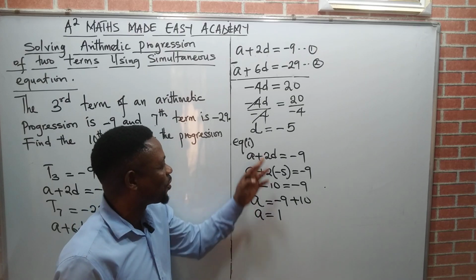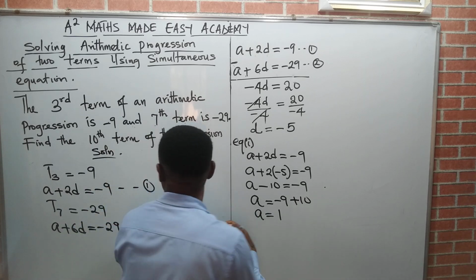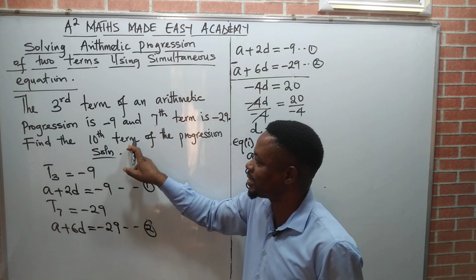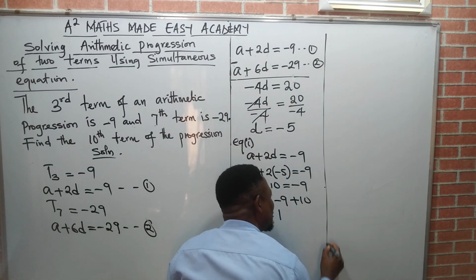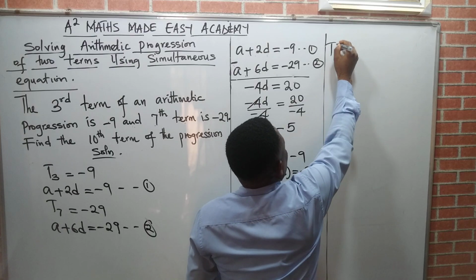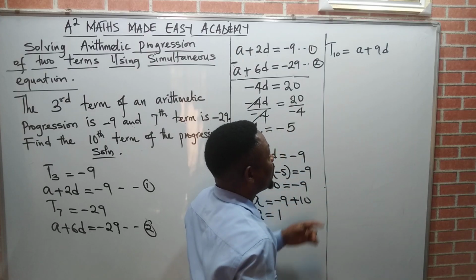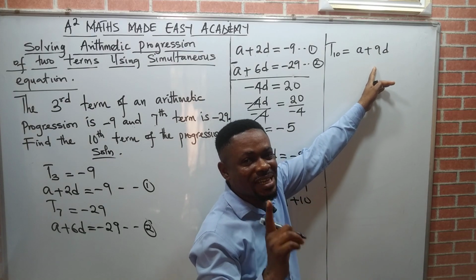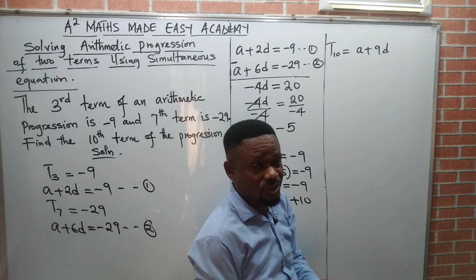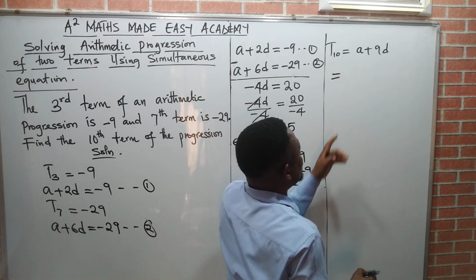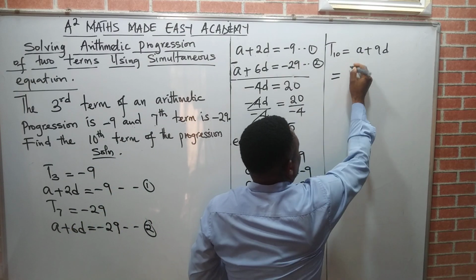But look at the question. We are not looking for the common difference, neither are we looking for the first term. What are we looking for? Watch. The question says find the 10th term of the progression. So what is the formula for the 10th term? I will say T10 is A plus 9D. We've known A and we have known D. Can we now substitute? What's the value of A? The value of A is already solved, which is 1. I will remove the A and put 1.